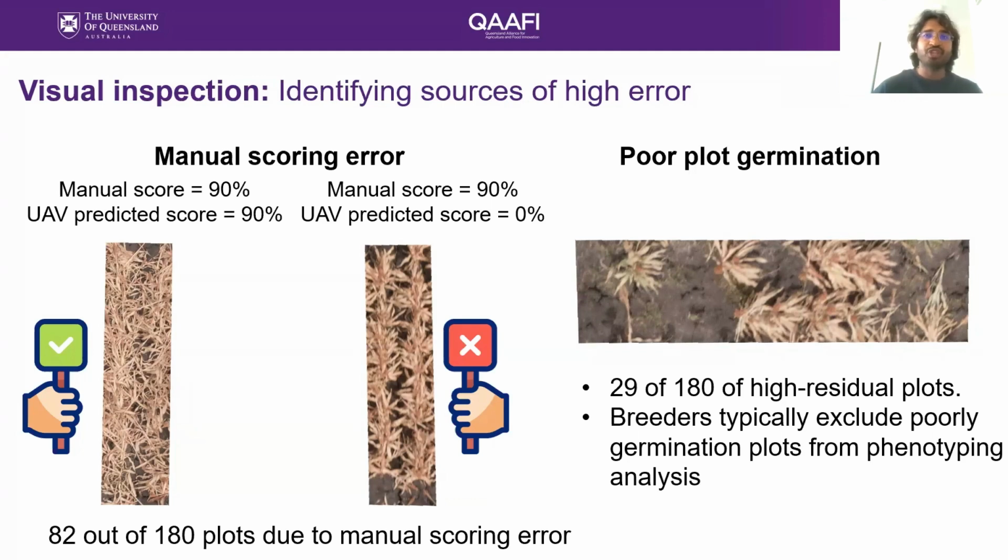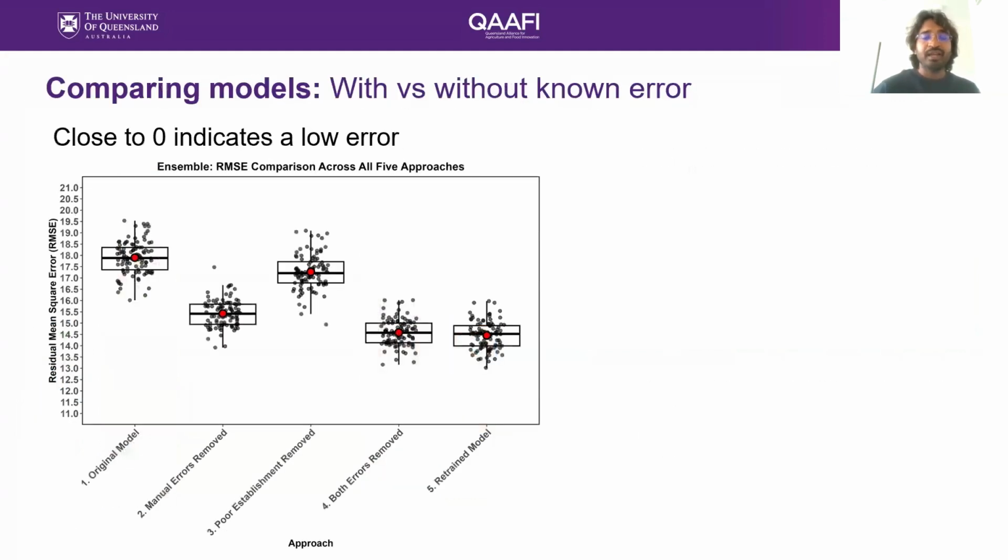removing those plots would change model performance. The first approach we used was the original data including all plots. The second approach removed the plots identified as manual scoring inconsistencies. The third approach removed the poorly established plots. The fourth approach removed both manual scoring inconsistencies and poorly established plots.